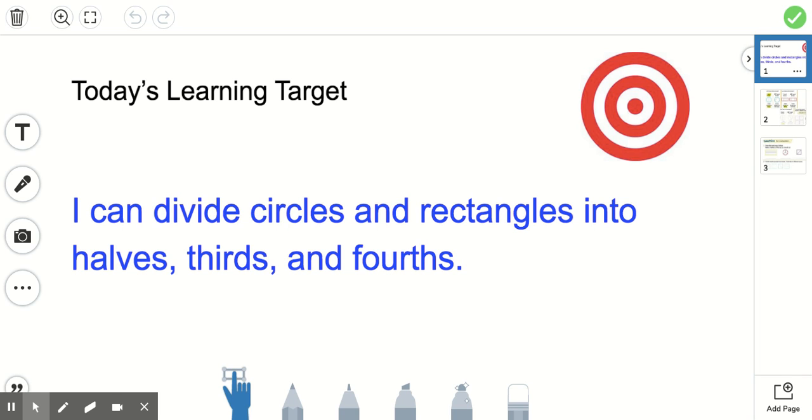Hi class, it's Mrs. Kiefer, and today our learning target is I can divide circles and rectangles into halves, thirds, and fourths.